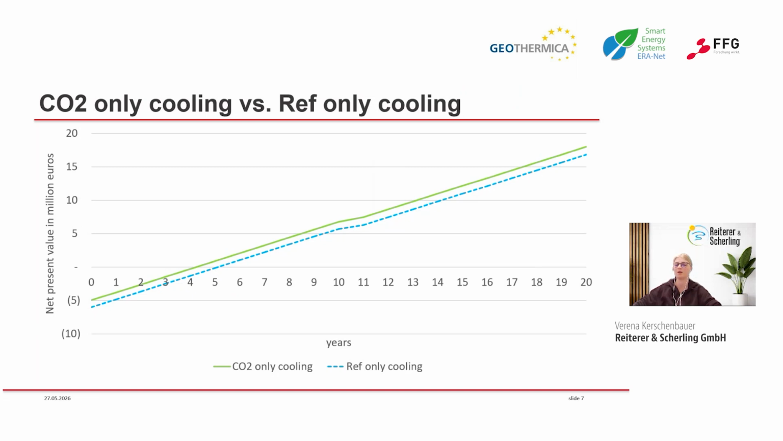At the same time, both systems are roughly equally profitable during operation, because the lines are nearly parallel, as we can see. And so the main difference is the investment costs, which make the REF only cooling, so the water-based system, less profitable than the CO2 grid.